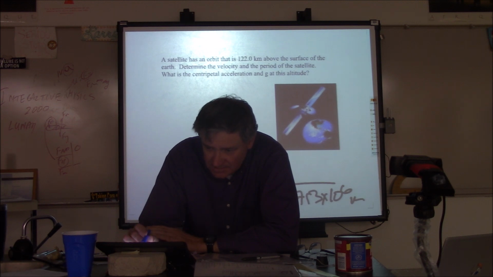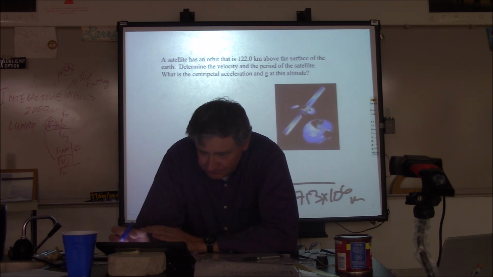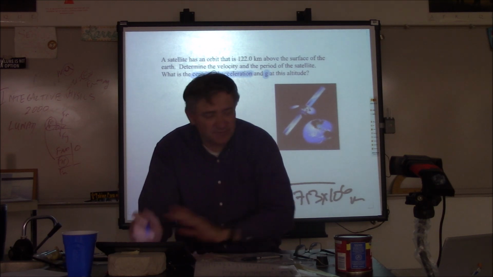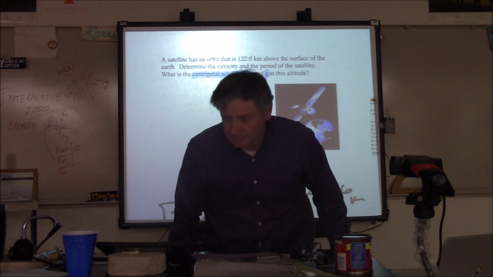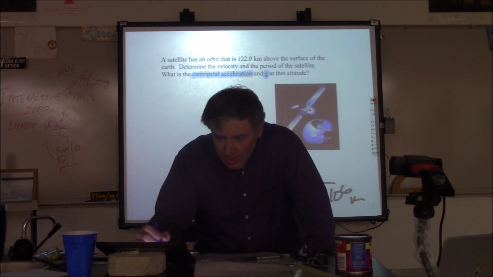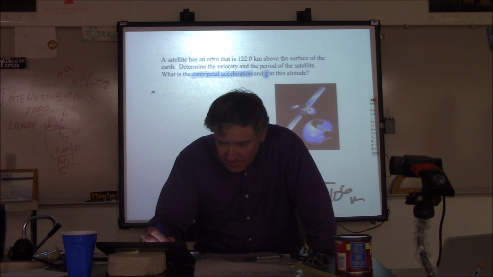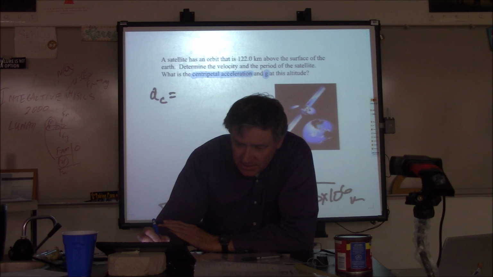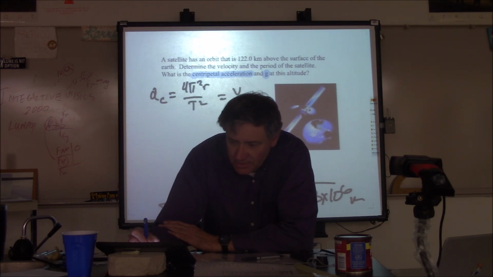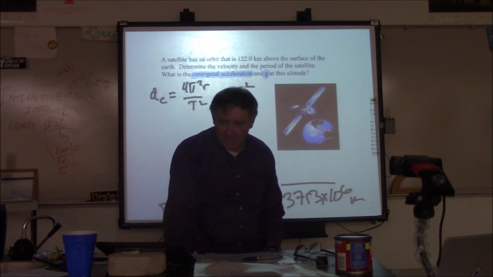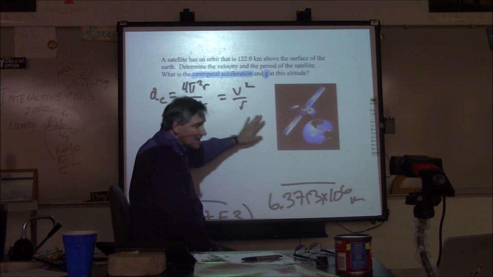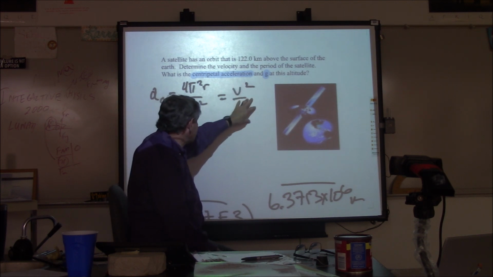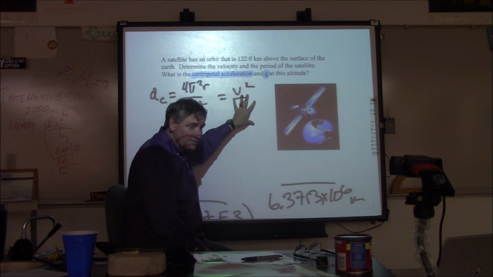So here's the last two things we need to do with this problem. We need to calculate the centripetal acceleration and the value g at this altitude. Okay? So here's the deal. When you talk about that centripetal acceleration, I don't care how you do this. You could use 4 pi squared r over t squared, or you could use v squared over r. Either way, you're going to get the same answer. So this one's probably going to be a little bit easier, so let's just go with this one.